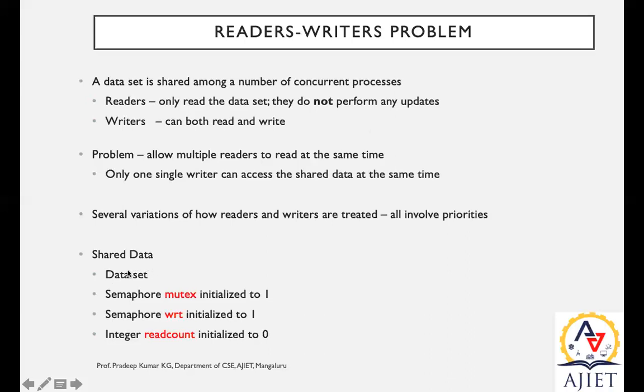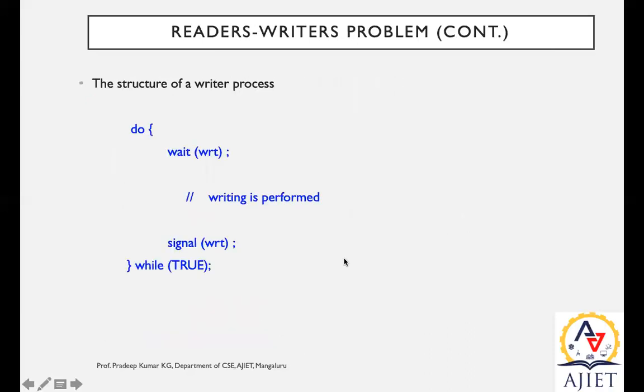So once the data set is ready, semaphore mutex is initialized to 1, and semaphore write is initialized to 1. The writer is enabled, and we set a counter integer value to 0. That is read count, the number of readers, set to 0.